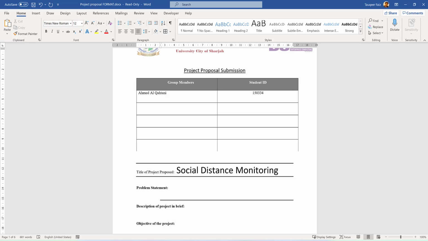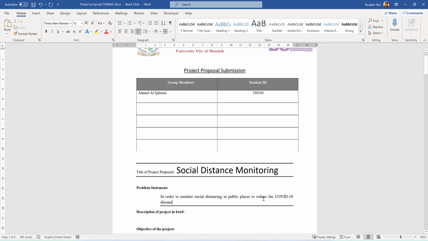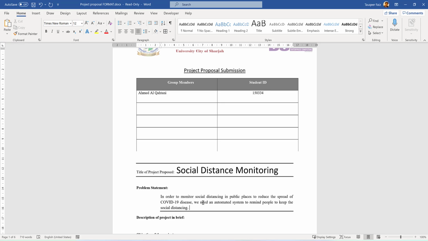Now, another good example to write this problem statement, based on the example which I have used here, the social distance monitoring project, so a relevant problem statement could be: in order to monitor social distancing in public places to reduce the spread of COVID-19 disease, we need an automated system to remind people to keep social distancing. So this is the problem statement.